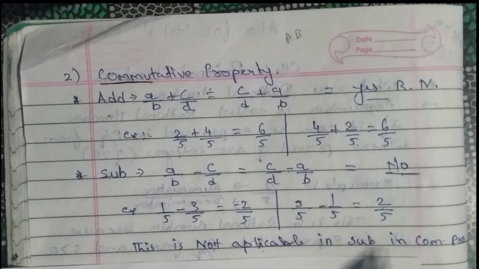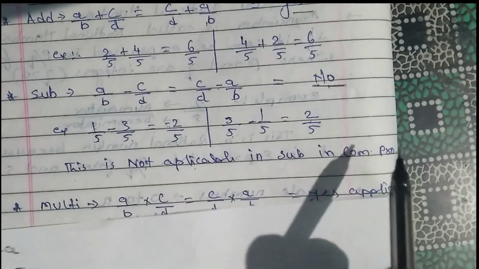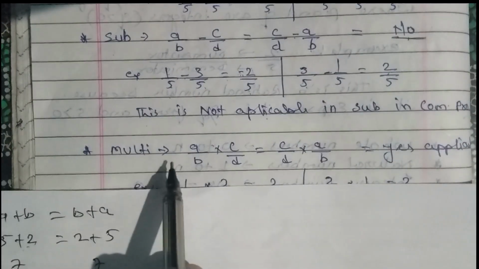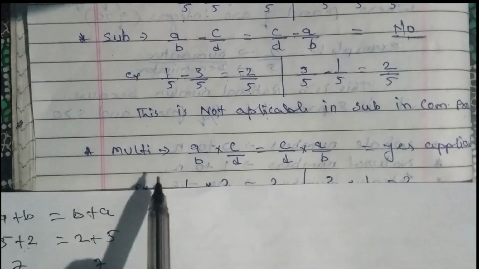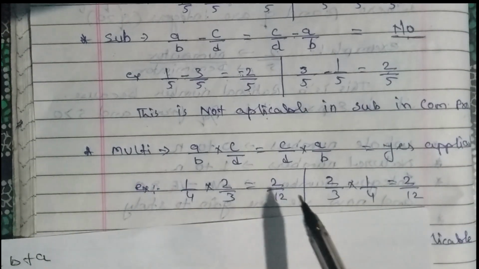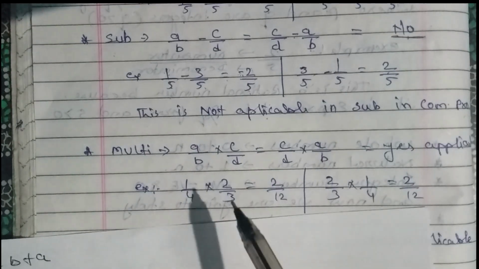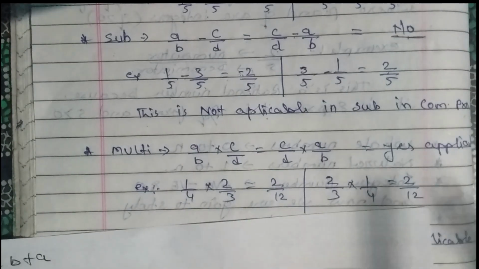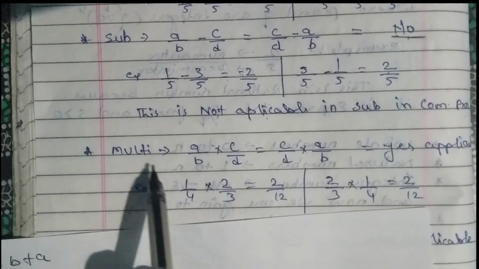This is not applicable in subtraction in commutative property. Now let's see multiplication in the commutative property. Is it possible that if we change the positions of the numbers, we get the same answer? Let's check it out.